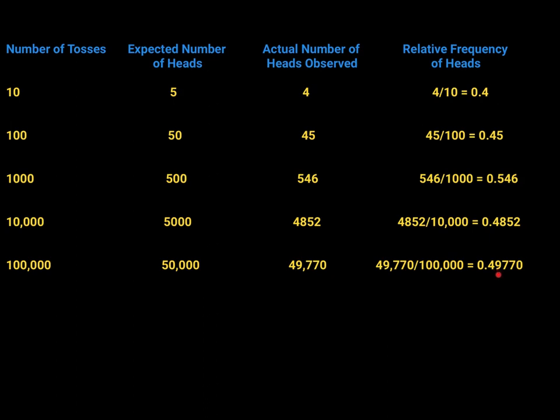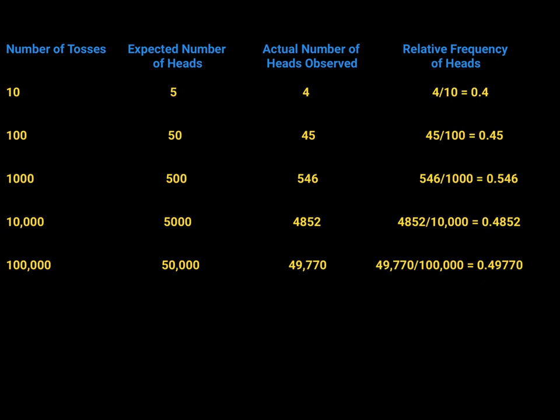The point of the matter is that the relative frequency, which is the empirical probability, is getting closer and closer to 1/2 or 0.5, the more times we toss the coin. So as this number increases, the more we toss the coin, the higher the number of experiments, the closer we get to a probability of 1/2.